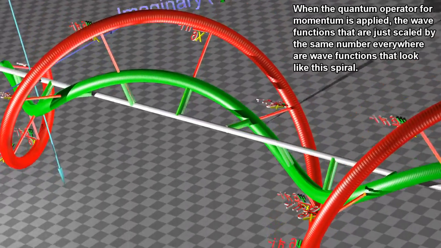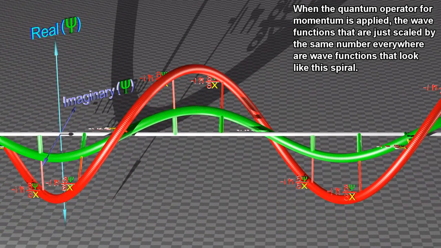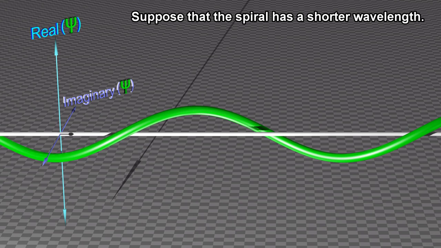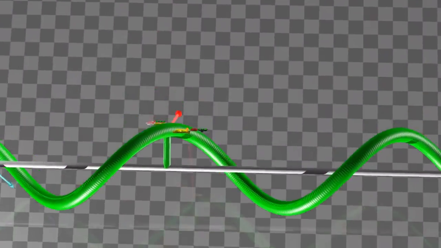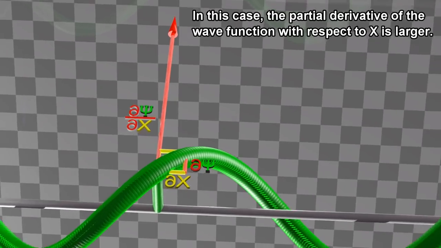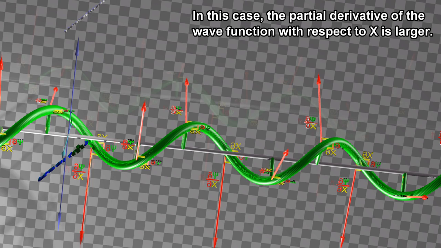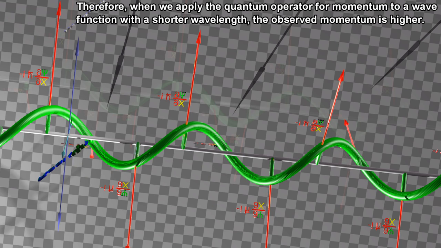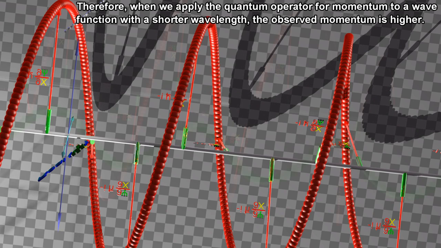When the quantum operator for momentum is applied, the wave functions that are just scaled by the same number everywhere are wave functions that look like this spiral. Suppose that the spiral has a shorter wavelength. In this case, the partial derivative of the wave function with respect to x is larger. Therefore, when we apply the quantum operator for momentum to a wave function with a shorter wavelength, the observed momentum is higher.